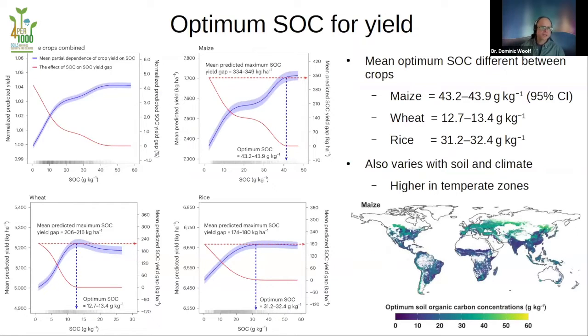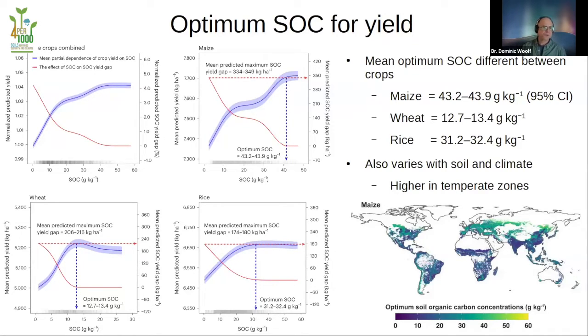So here are some of the partial dependence plots we have there. You see on the x-axis of these graphs that we have the soil organic carbon level, and on the y-axis we have the predicted yield from our model. So this is how much the yield would be, and this is the average across all of that large data set. Obviously, we can do the same thing for any individual location, but what we see in this graph here is the mean effect across the entire data set.